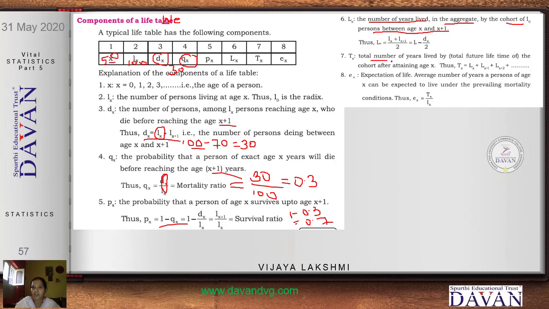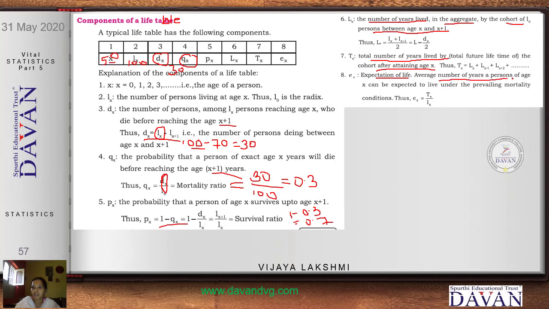Now Tx is the total number of years lived by the cohort after attaining the age x. That means to say total number of years that is lived by the cohort after attaining the age 50. So even after attaining the age, for future, how many long years have those people in the cohort lived for. So it's given with the formula Tx is equal to Lx plus capital Lx+1 plus Lx+2 plus it goes on. And ex is the expectation of life.